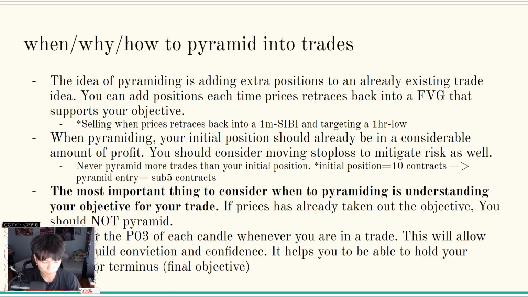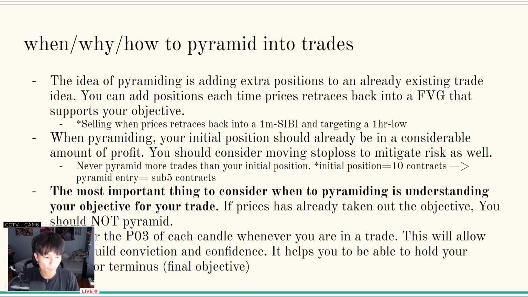So let's say you're 5 contracts in, right? And price hasn't hit your objective yet, and price retraces back into another PD array. Would I consider pyramiding? Yeah, I probably would, because your objective is still intact. There's a reason for you to pyramid. Like I said, if price has already taken out the objective, you should not pyramid. You can try to formulate another trade, but if your objective for that specific trade has already been taken, you should not pyramid.